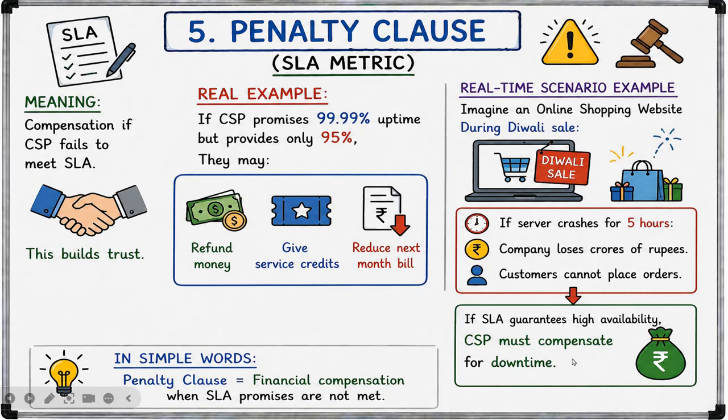So if the SLA guarantees high availability, the CSP must compensate for the downtime based on the penalty clause: refunds or credits, financial compensation or service improvements, ensuring the provider takes responsibility for the losses. The penalty clause is important because it ensures the accountability of the CSP, protects customers from losses, encourages high service quality and builds trust between customer and provider. So the penalty clause is nothing but the financial compensation when SLA promises are not met.